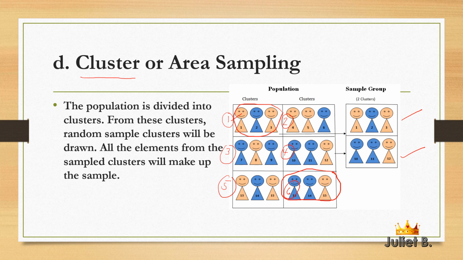So, ganon, isang buhat kapag sinabing cluster. Una, igugrupo. Pangalawa, by using simple random technique, pipiliin or i-draw kung sinong cluster ang kasama. At lahat ng miyembro ng cluster na yun ay kasama sa sample. Yan ang cluster or area sampling.